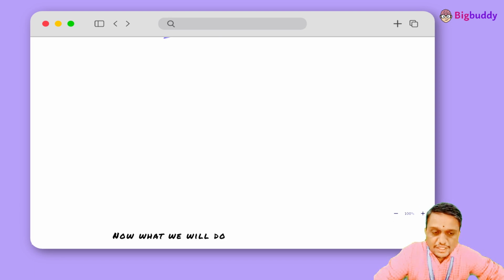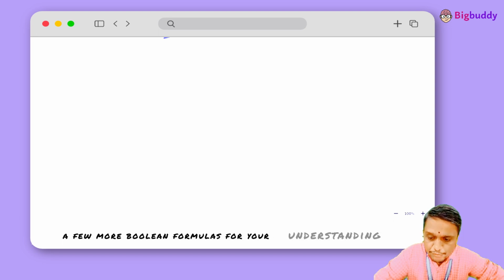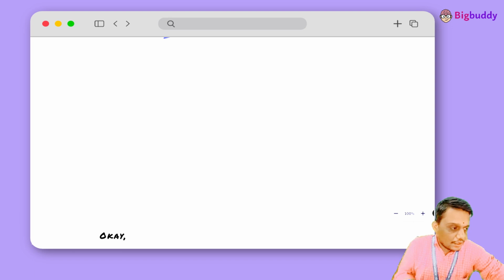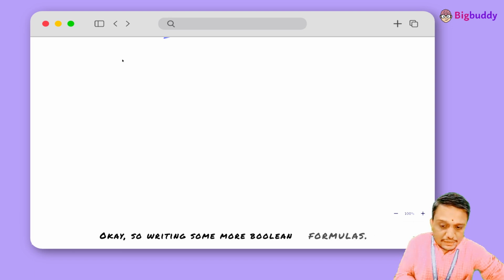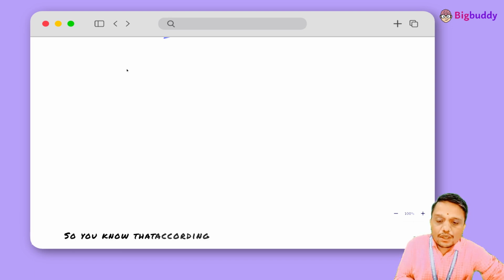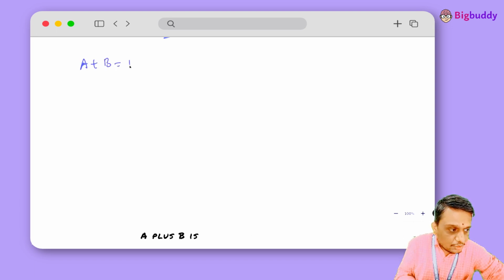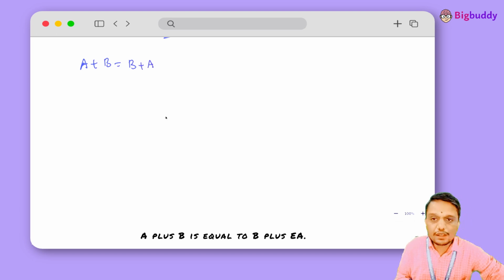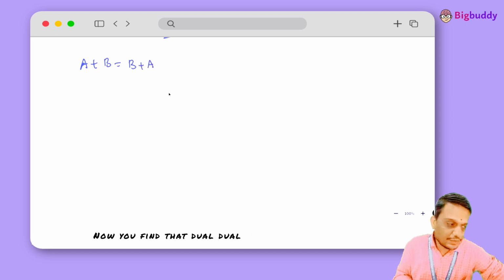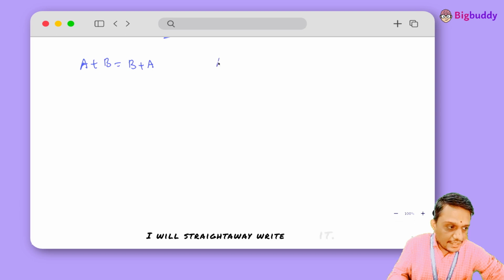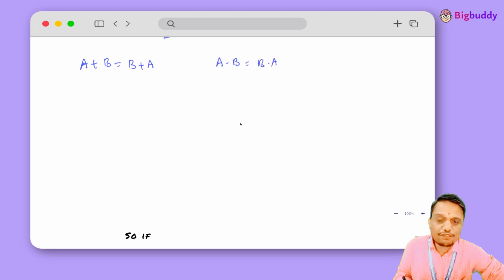So now what we will do is we'll write down a few more Boolean formulas for your understanding before we start solving some type of problems. Okay, so writing some more Boolean formulas. So you know that according to the commutative property, A plus B is equal to B plus A. Now you find the dual will always be true. I will straight away write it. A into B is equal to B into A. So if you want, you can find the dual. No need to mug it up.